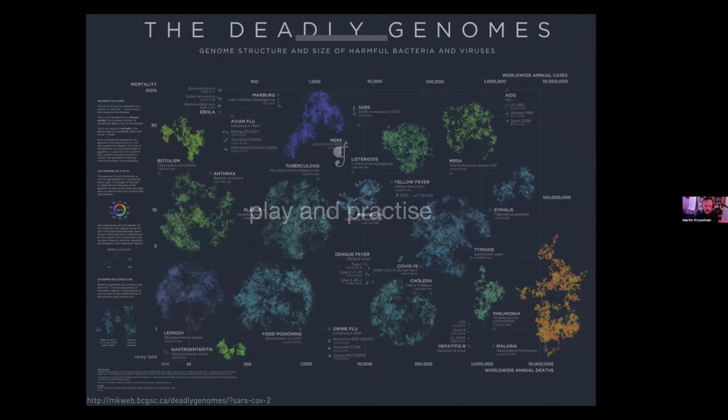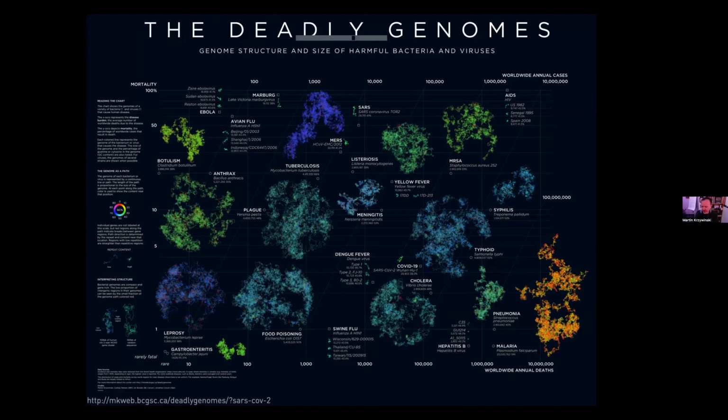So a long time ago, I thought, what does a genome look like? How can I represent a genome compactly and artistically? And I decided to draw things as a path. And the path was a function of repeat content and other things as well. And I made a graphic called the deadly genomes, of genomes that harm us or genomes of disease, so either viruses or bacteria.